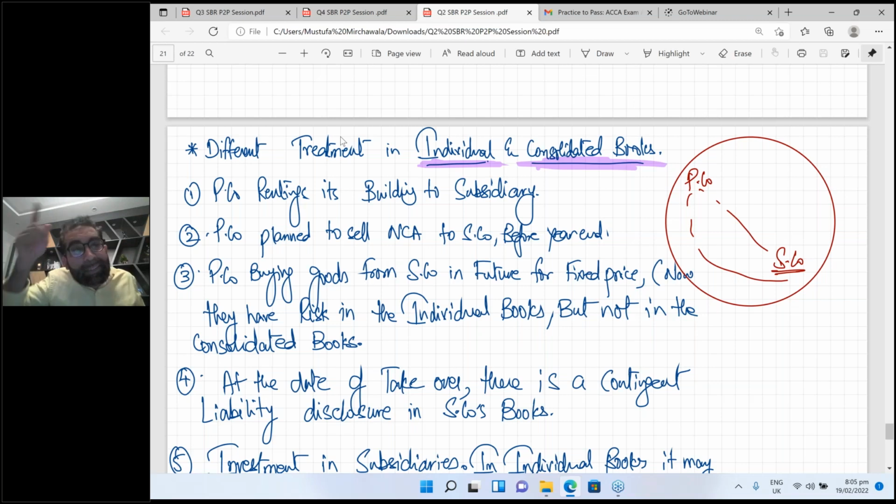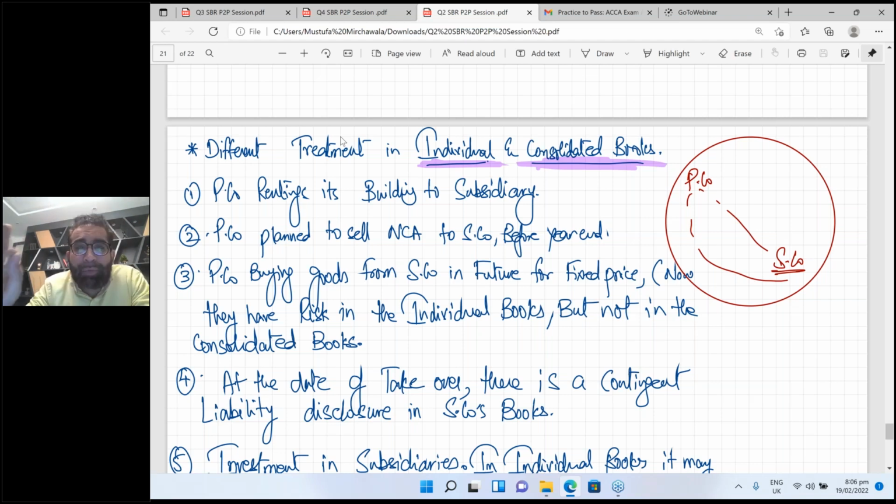But now come to the consolidated books, a single unit. Just think, the parent company is selling to S company, that means within the group. So within the group, it's not a sale. That means this asset will be used within the group continuously. So for group accounting purposes, still IAS 16 will be applied.